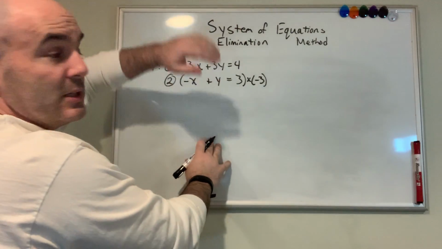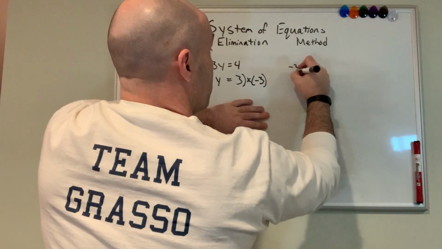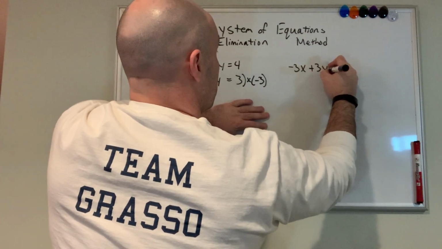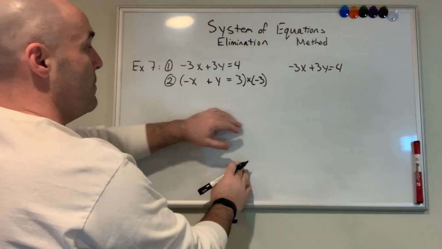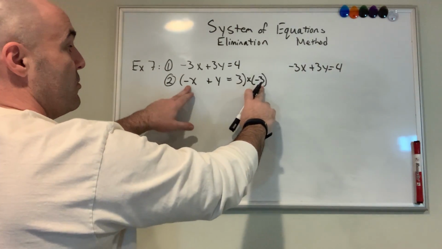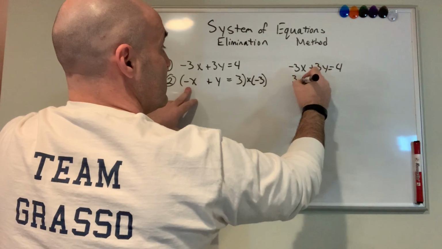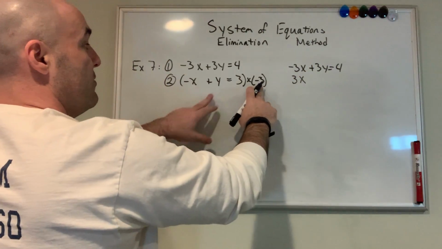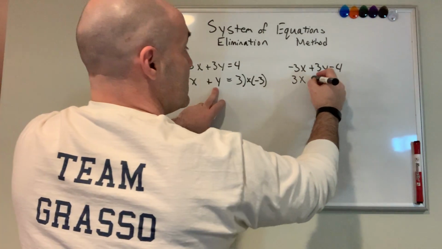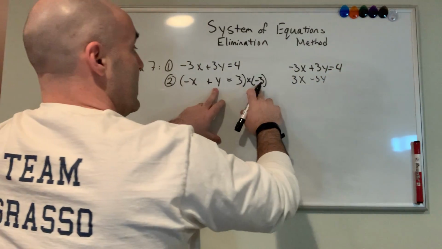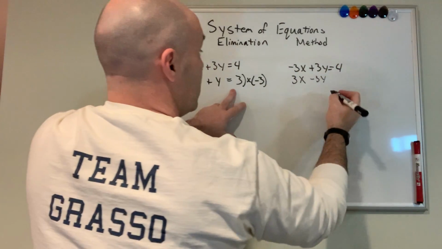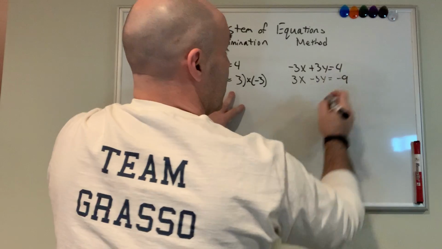The top equation, we're gonna leave the same. So negative 3x plus 3y is equal to 4 is on top. Now when I distribute, negative 3 times negative x, that's positive 3x. Negative 3 times positive y is negative 3y. And negative 3 times positive 3 is going to be negative 9.